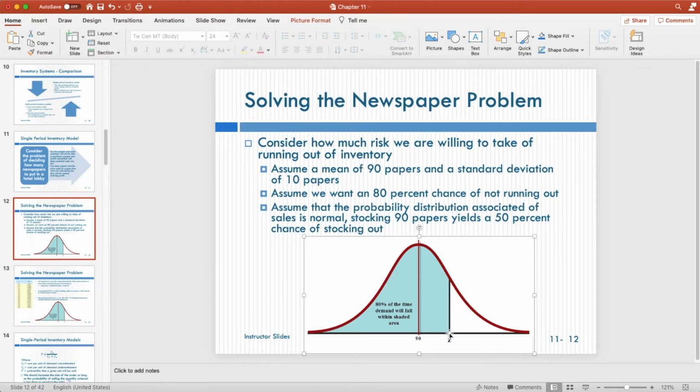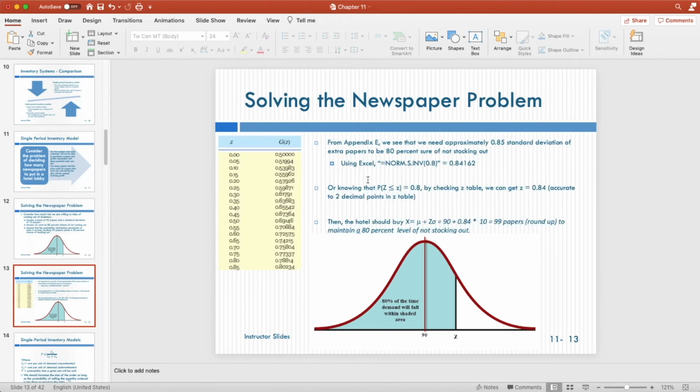And this corresponds to the 80% chance of not running out. What is the specific z value? How to calculate it? That's the statistical tool we need within the normal distribution to figure out this z value. We actually have two ways of doing it. One way is to directly use Excel. The second way is to use the z table.